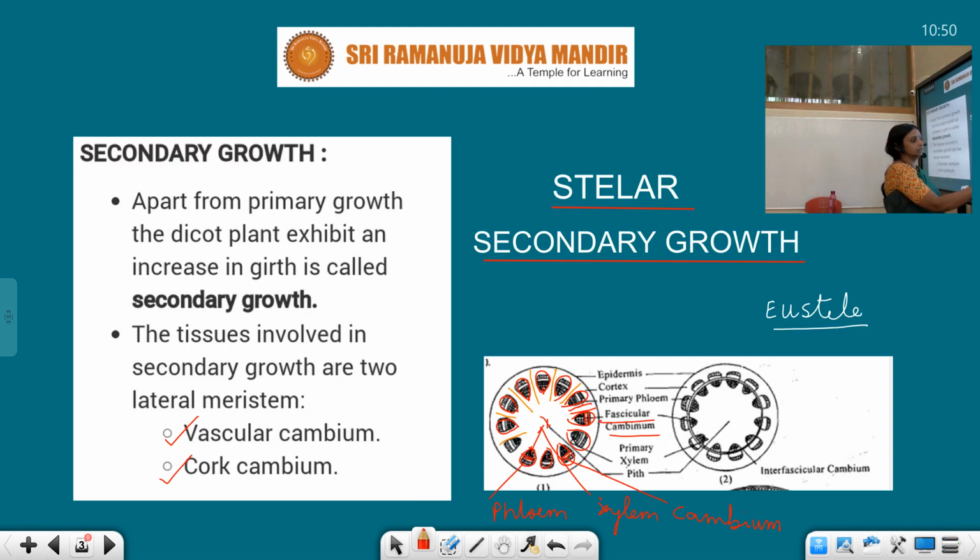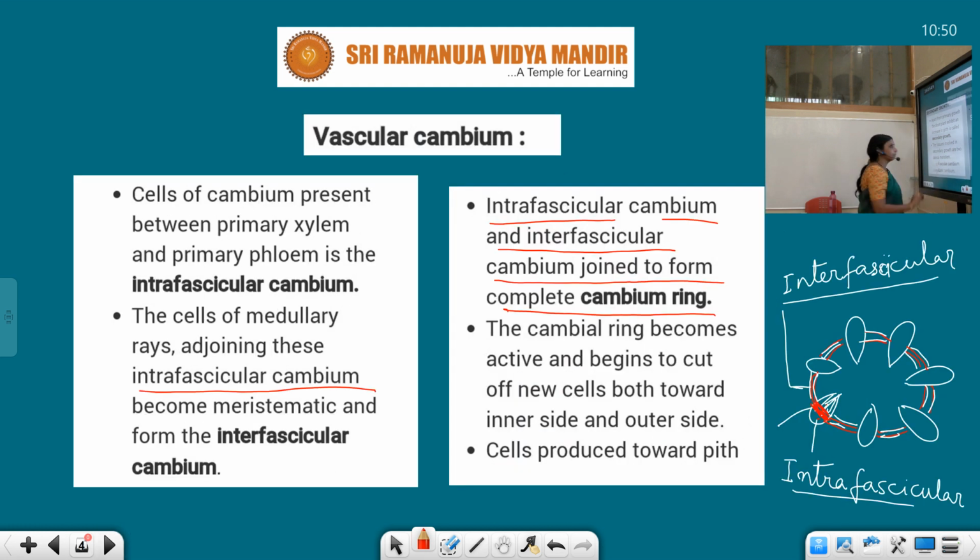Here also we can observe this. In the middle is intrafascicular and this is interfascicular, and these two cambium are joined and forming a cambium ring. The cambium ring becomes active and begins to cut off new cells both towards the inner side and outer side, with cells produced towards the pith. So this complete cambium ring is now formed in between the bundles and in the xylem and phloem in the bundles.